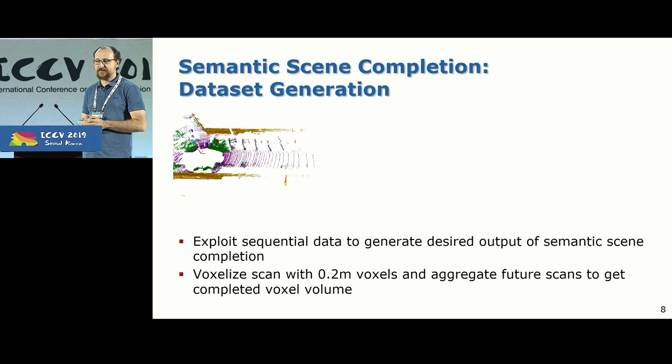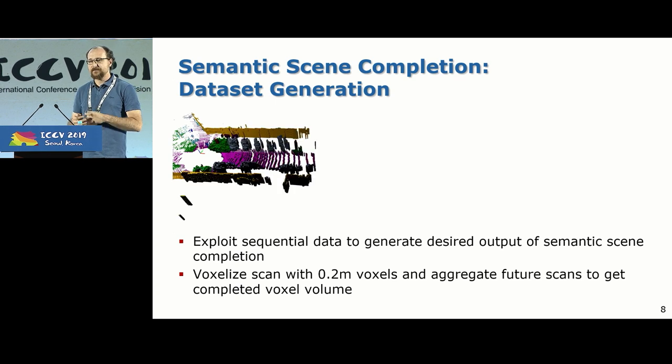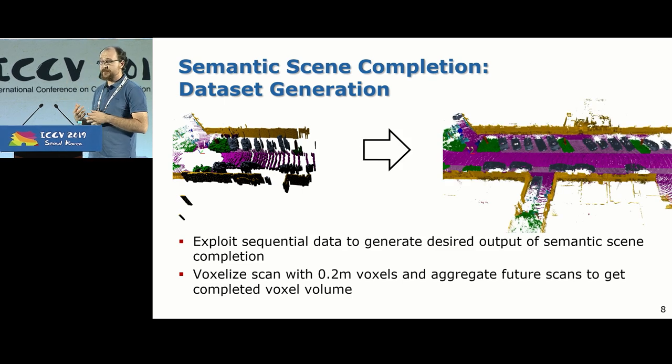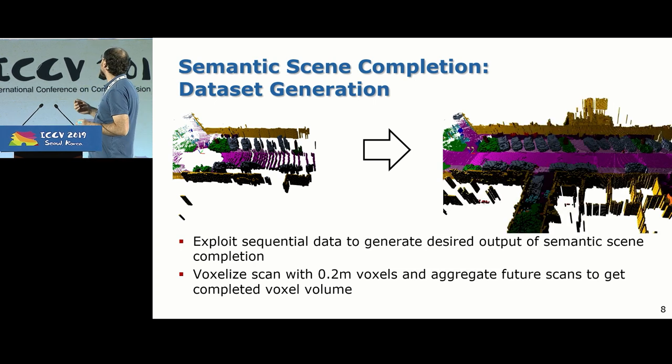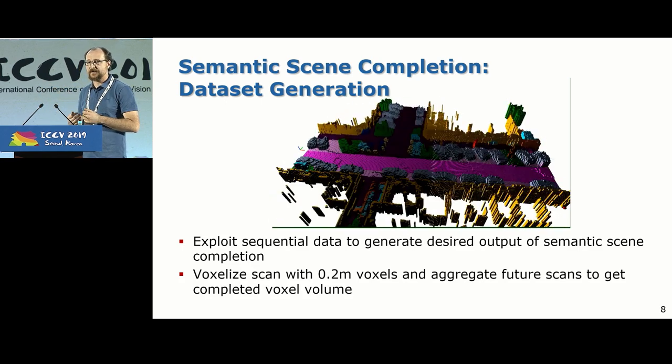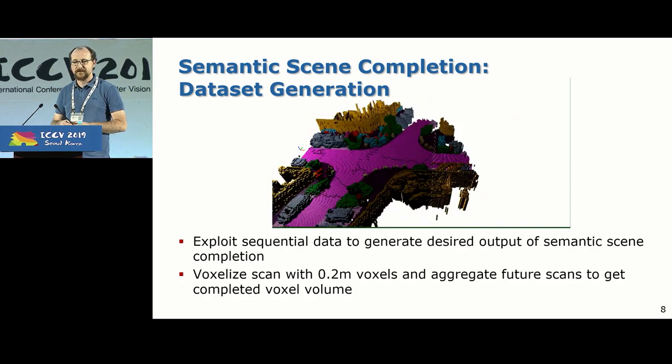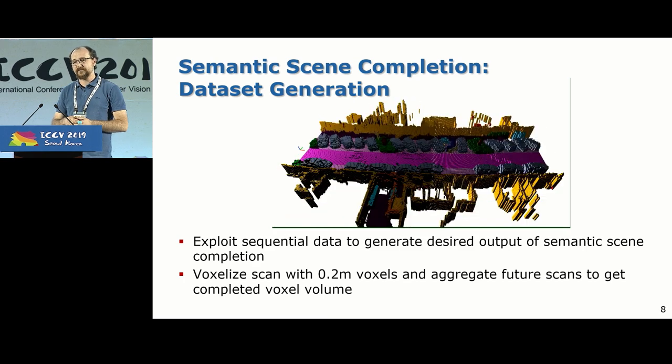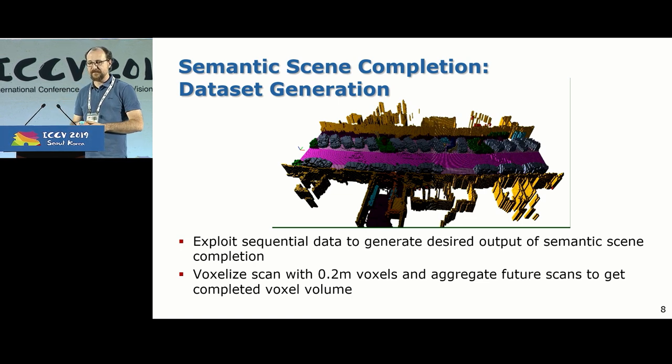And the final task we propose is semantic scene completion. Here we use the available sequential information to produce voxel grids from the frontal view of the car, produced by aggregating multiple scans and using this in the voxel grid representation to produce the completed scene in front of the car. By using this, we can produce such completed scenes, which we can use for the scene completion task. Using these voxel grids, we also determine occluded but also non-visible voxels by ray casting, which is also provided with the data set.